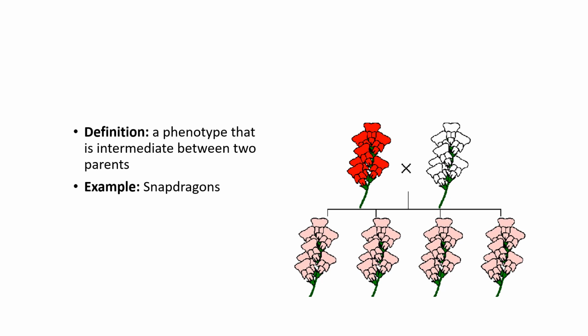Incomplete dominance: a phenotype that is an intermediate between two parents. So for example, snapdragons. If you had a red one and a white one and you mate them, they'll probably end up with pink colored flowers.